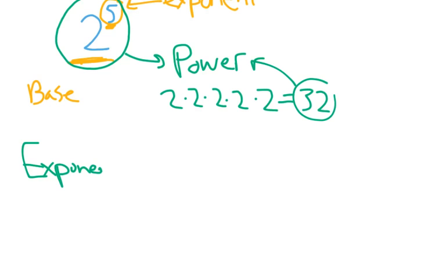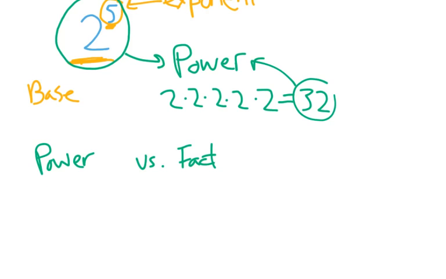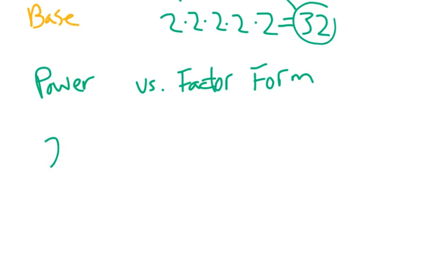Now, some other things we need to talk about is power versus factor form. All right, so if we take something like 2 to the 5th, that's in sort of the exponent or the power form where you have it written in shorthand. However, if we want to, we could say that that is equal to, and we can write out all those 2's like we've been doing.